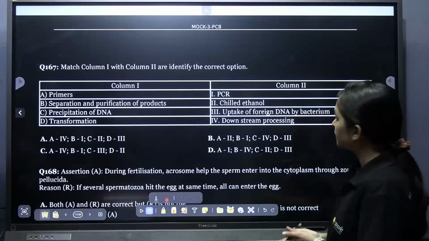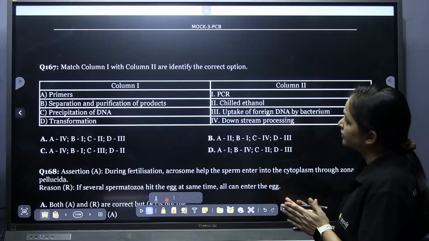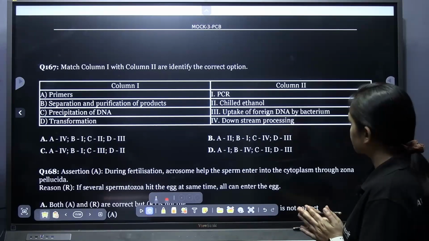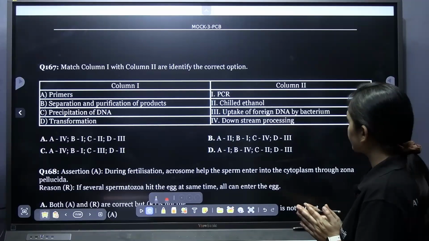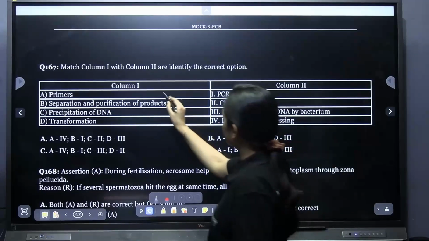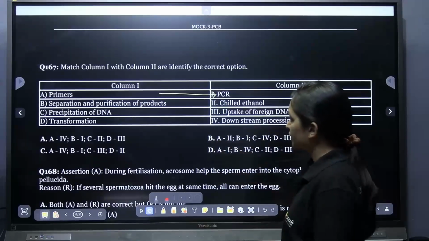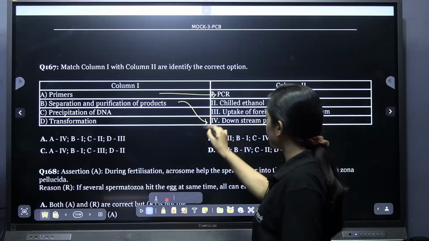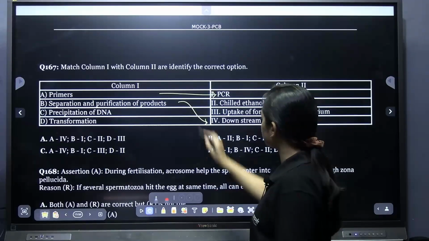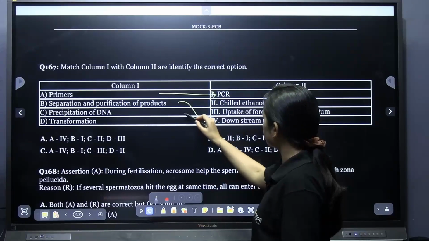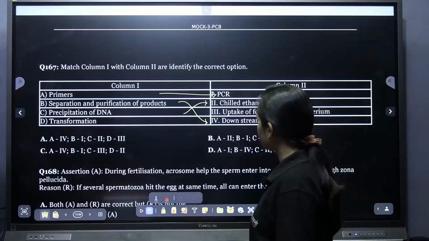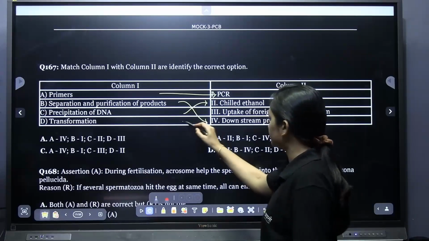Match column 1 and 2 and identify the correct option. Okay. Primers are used in PCR. Separation and purification of the product is downstream processing. Precipitation of DNA is done by chilled ethanol. We use chilled ethanol to precipitate DNA. Transformation means uptake of foreign DNA by a bacterium. This is it.